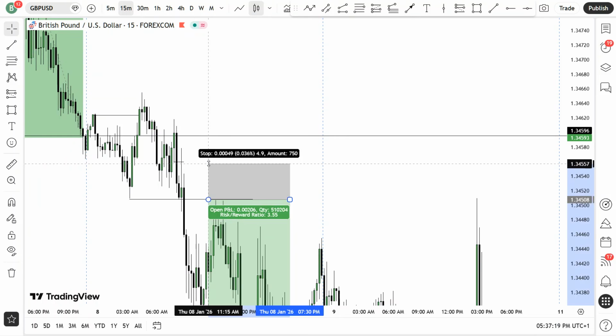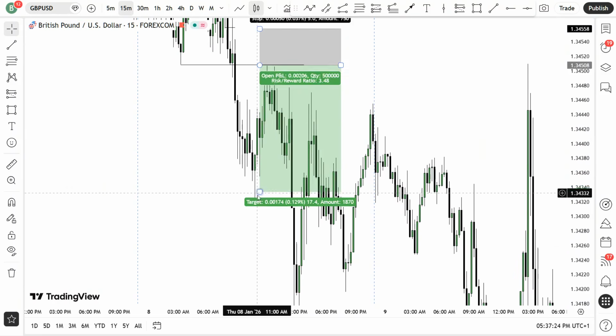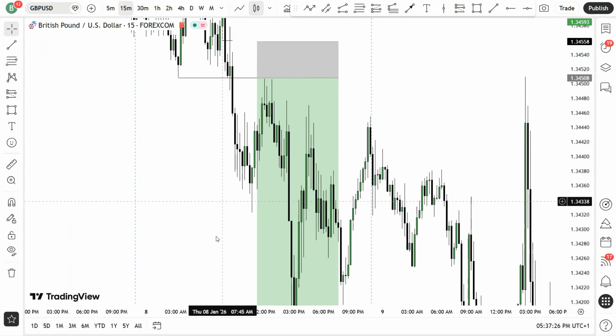So that's where I'll put my stop loss. This FVG that has been cleared, I'm not expecting price to mitigate it. So that's where I'll put my stop loss. And my target should be wherever higher time frame POIs.